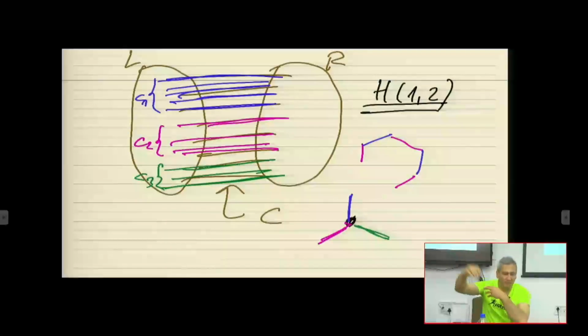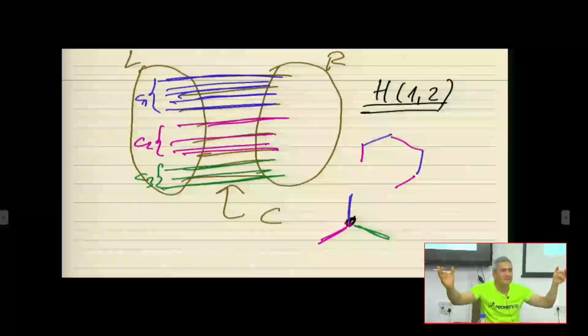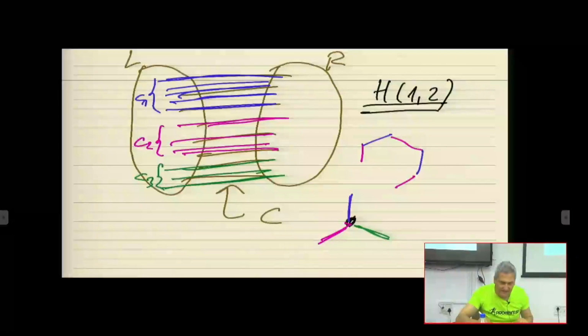If we remove, instead of taking these 2 colors, we can remove the green one. What are we going to be left with? Cycles. What is the length of these cycles? Even cycles. Exactly. Even cycles.